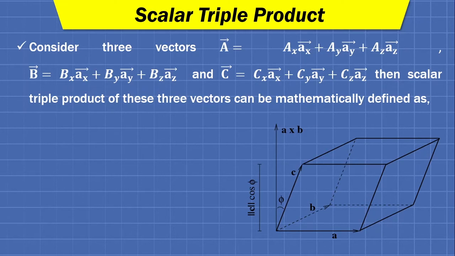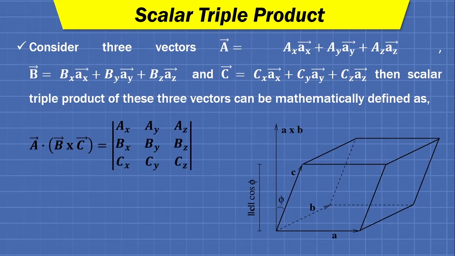You can represent any three vectors, but this is just an example. For any three vectors forming some angles between them, the scalar triple product is defined as a bar dot b bar cross c bar, equal to the determinant of the 3 by 3 matrix, in which the first row represents the x, y and z coordinates of the first vector, the second row those of the second vector, and the third row those of the third vector.